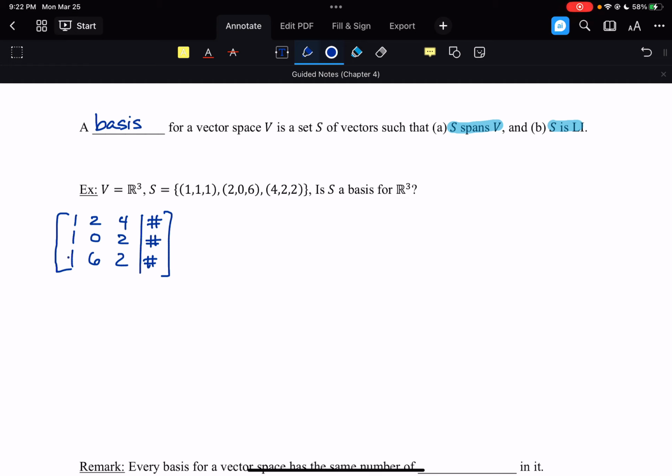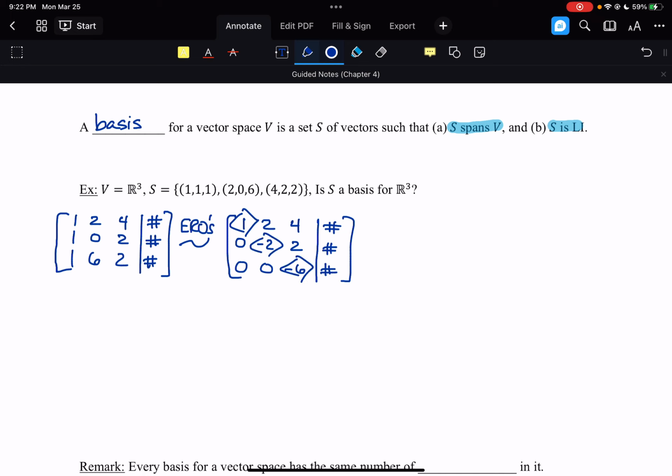If we take this matrix and row reduce, so using EROs, we end up whittling it down to 1, 2, 4, 0, negative 2, 2, 0, 0, negative 6. So we are going to have a pivot in every column.